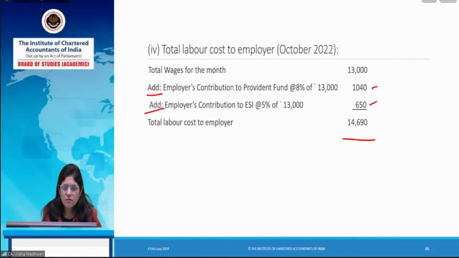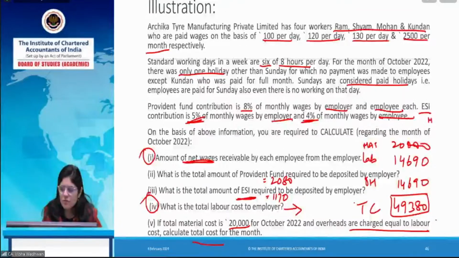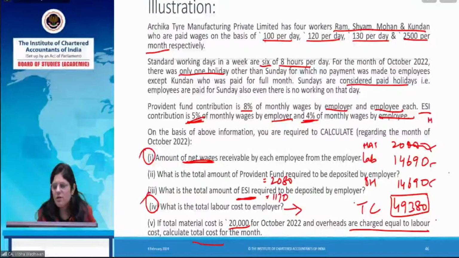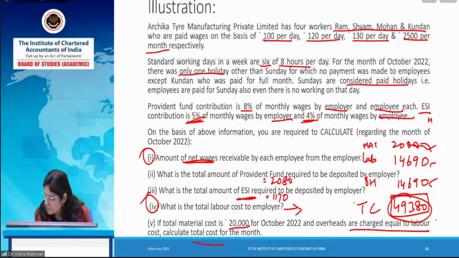Okay, so there is no solution for this. So I assume 49,380 is 59,380. Students, please do the calculation: material cost, labor cost and overhead cost. I don't know whether this is correct or not. The labor cost also should be correct.